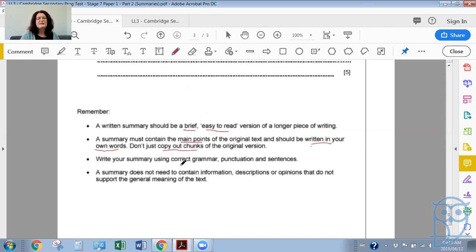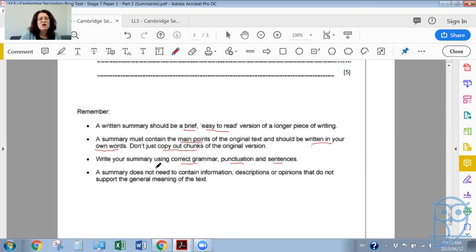Write your summary using correct grammar, punctuation, and sentences. Just because you are summarizing doesn't mean you are sending your message via WhatsApp or Twitter or whatever it might be, okay? You are writing a summary for somebody to understand. You're introducing them to a topic that you are briefly touching on based on more information that you received initially. So that's why you have to use correct grammar, punctuation, and sentences.